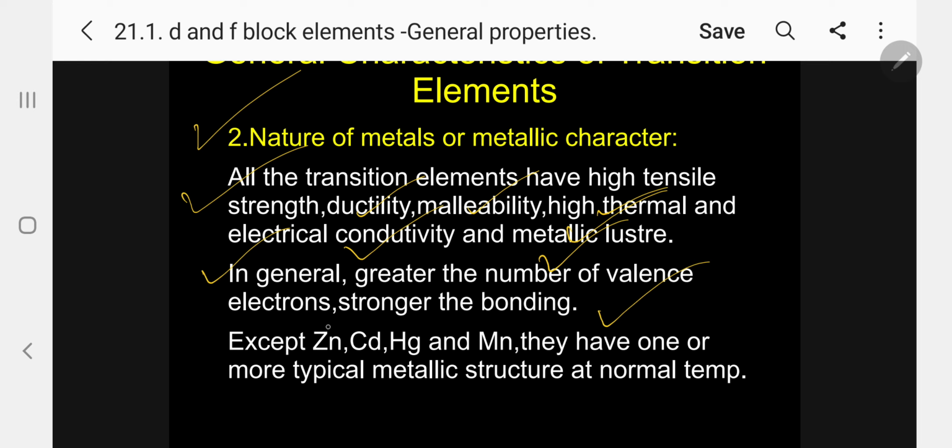Here, except zinc, cadmium, mercury and manganese, they have one or more typical metallic structure at a normal temperature. We have to think of solid state. So except zinc, cadmium, mercury and manganese, they have one or more typical metallic structure at normal temperature. Please follow.